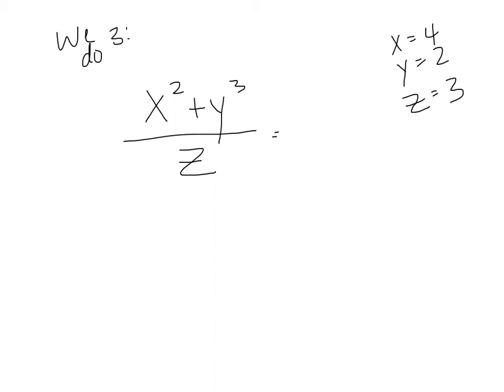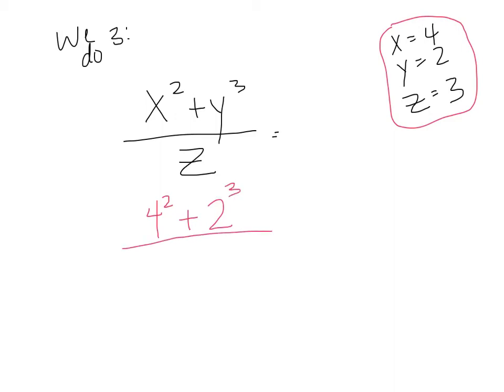We've got, first we're going to plug. So here's our little secrets over here. X is 4, so I'm going to rewrite it with 4 to the second plus y is 2 to the third divided by z, which is 3. Okay, so now I can just do my math. I'm going to go ahead and do the exponents here. 4 times 4 is 16 plus 2 times 2 times 2, that's 4 times 2 is 8, all still divided by 3.